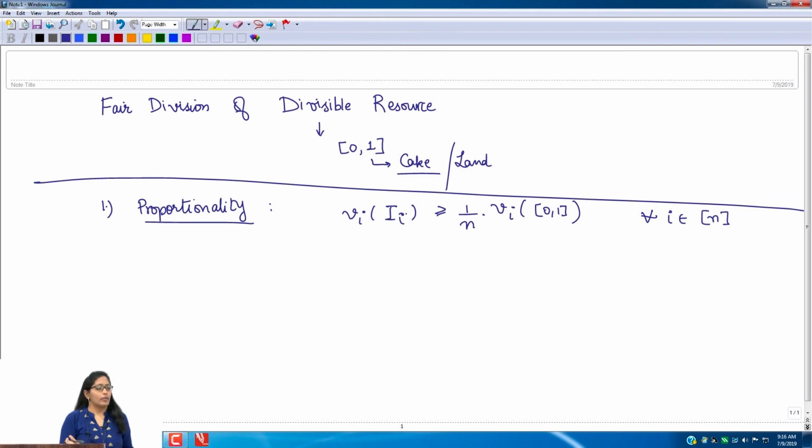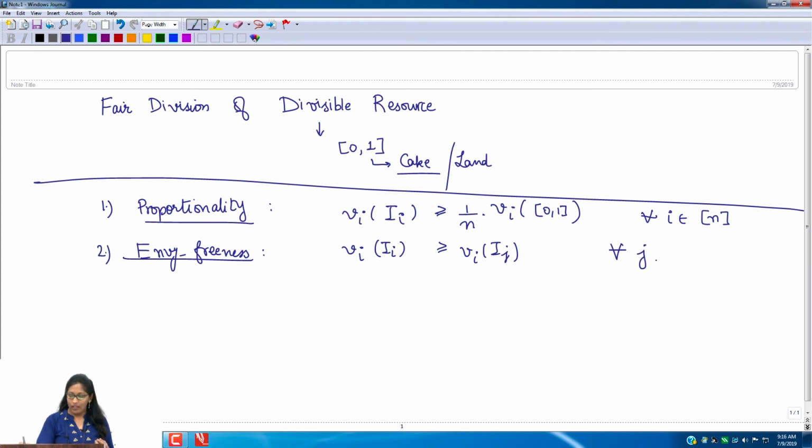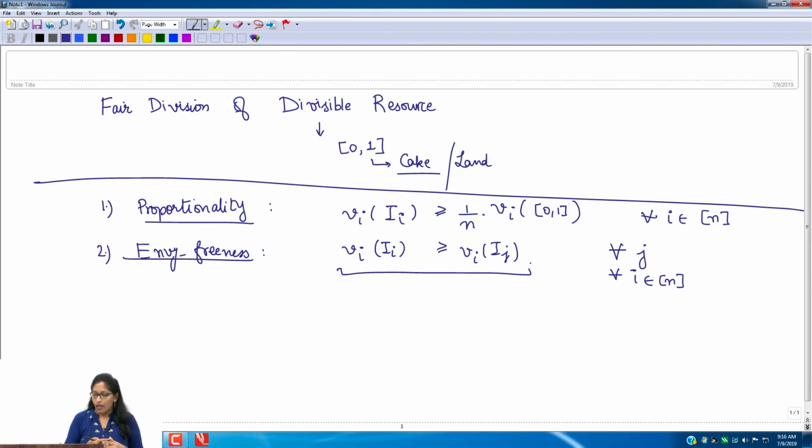Okay, so this is proportionality, and the second notion which we saw was envy-freeness. Once again, can anyone recall the definition? An allocation is said to be envy-free if Vi of Ii is at least Vi of Ij. This happens for all agents, and this inequality holds for every bundle j for an agent i. We also saw one particular thing about existence.